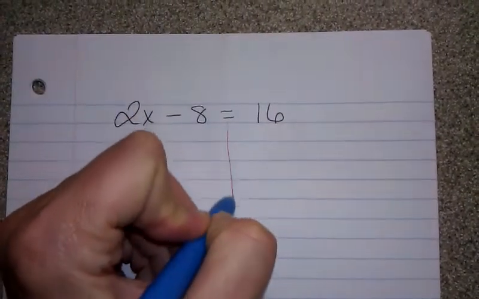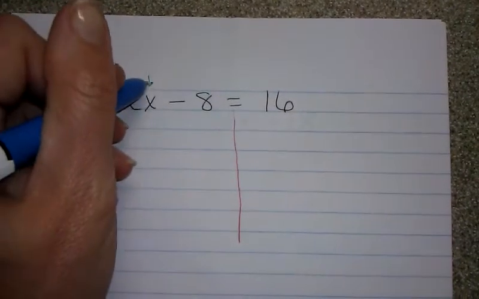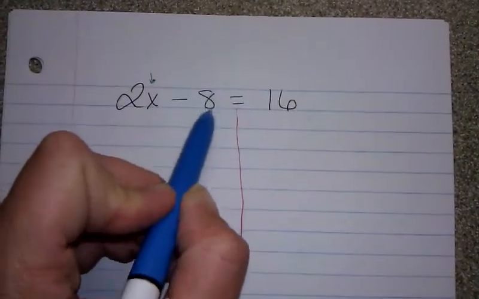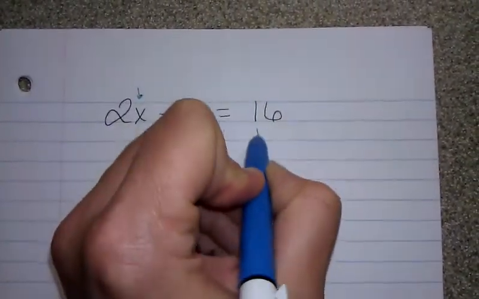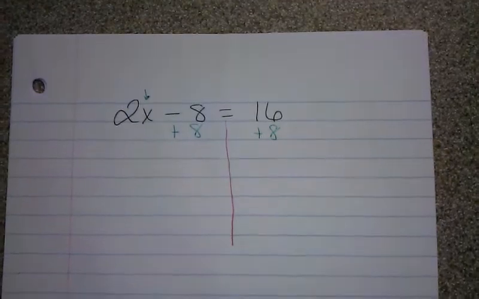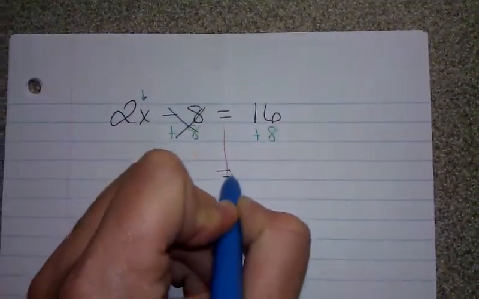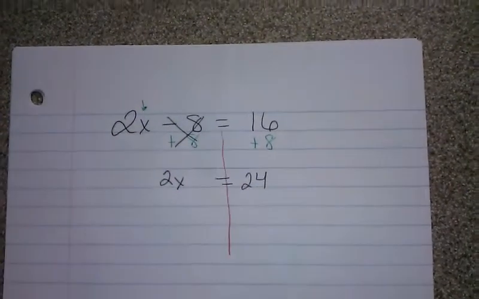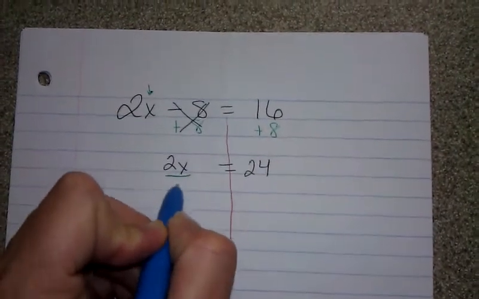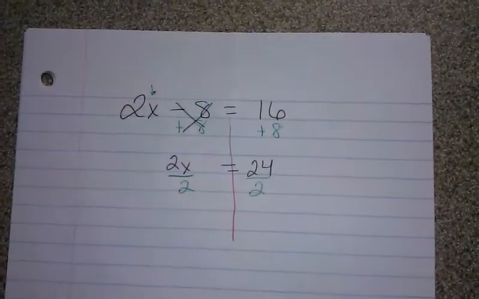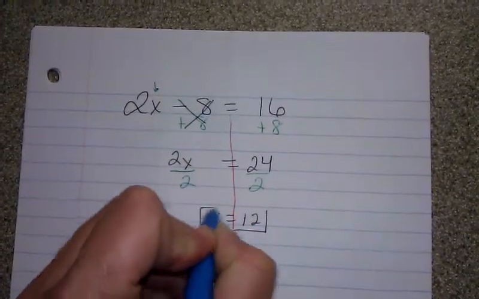I'm going to draw my dotted line right here. I'm trying to get x by itself. What's on the same side with the x is the minus 8. You should have added 8 to each side. I get 2x, these cancel, equals 24. 2 times x, the opposite of times is divide. I'm going to divide each side by 2. X equals 12, and I'm going to box my answer.